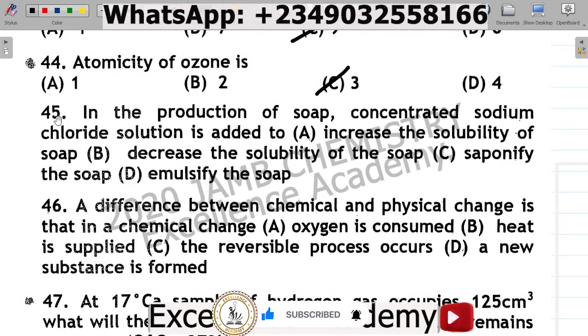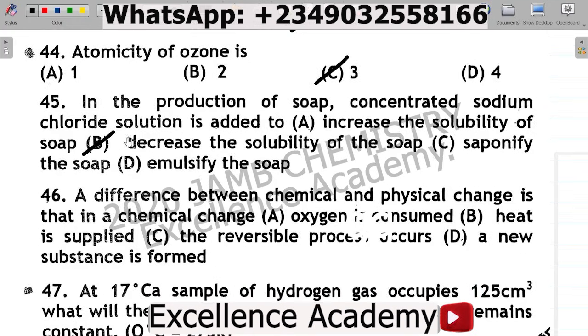Question 45. In the production of soap, concentrated sodium chloride solution is added to A. Increase the solubility of soap. B. Decrease the solubility of the soap. C. Saponify the soap. D. Emulsify the soap. For question 45 there, the correct answer is B. To decrease the solubility of the soap. You want to note that concentrated sodium chloride solution will decrease the solubility of soap during the course of soap production. So this will help the soap not to completely dissolve while trying to produce a soap.